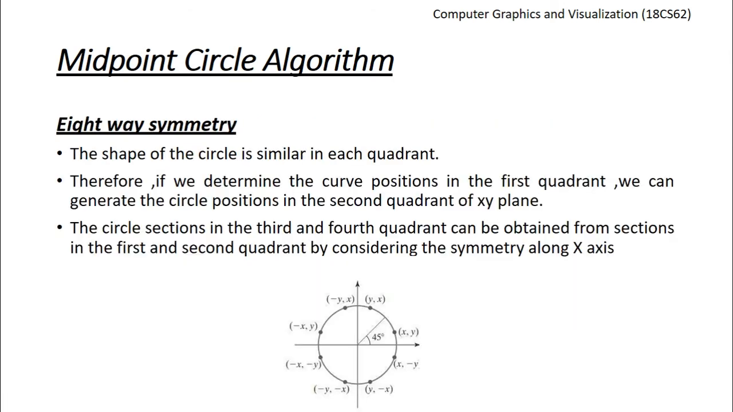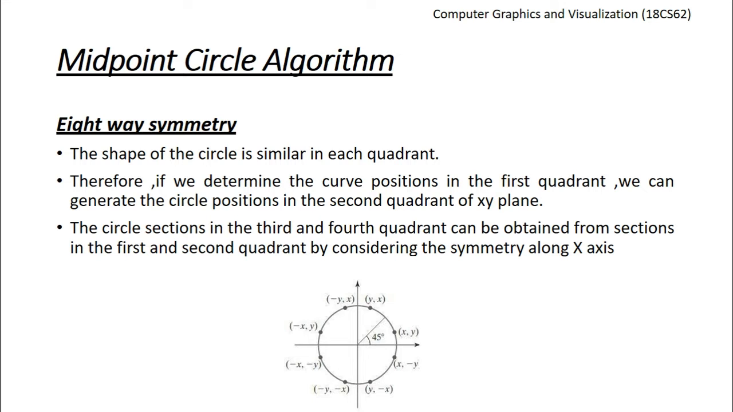Before proceeding to the actual algorithm, let us understand what we mean by 8-way symmetry. If you consider the circle as shown in this figure, we can identify that the shape of the circle is similar in each of the quadrants. Quadrants are the 4 sections here: the first quadrant, second quadrant, third quadrant and fourth quadrant. Therefore, if we determine the curve position in the first quadrant, we can generate the circle position in the second quadrant of the xy plane.